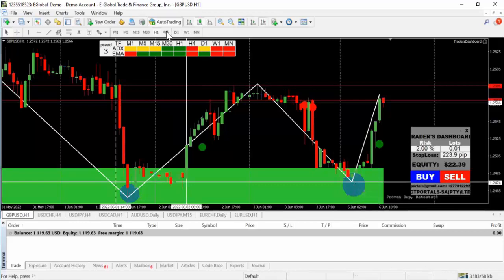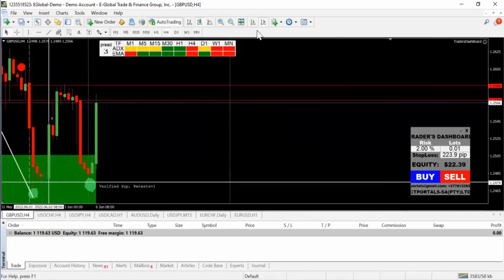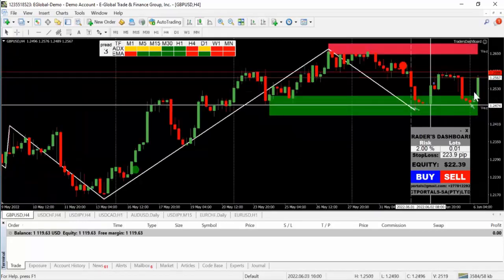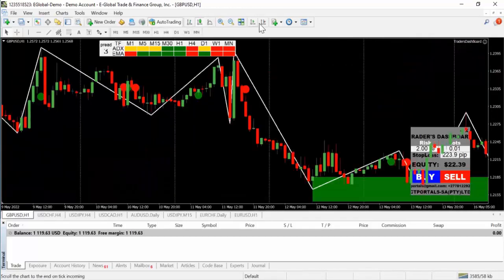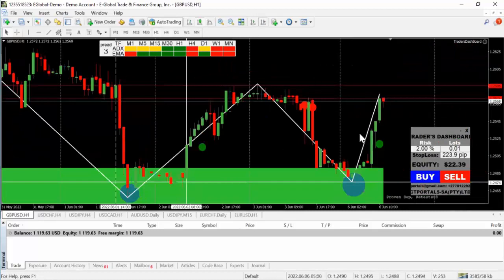So the 4 hour has already shown me that there's strong support here. So the market is turning up, it's going up. So I will look at it, okay, it's going up, but where am I going to enter this trade? I will go to 1 hour, because 1 hour is the next lower time frame to 4 hours. And I will look for an opportunity to trade here.